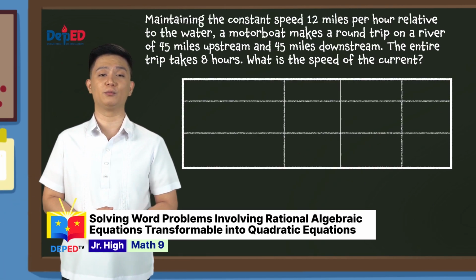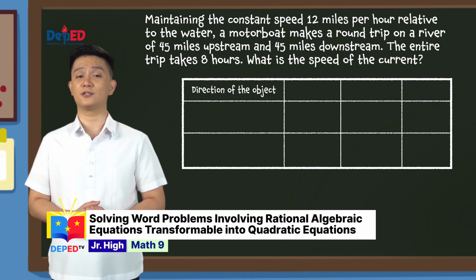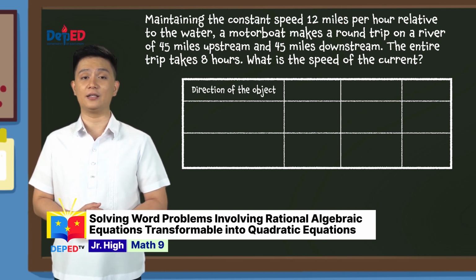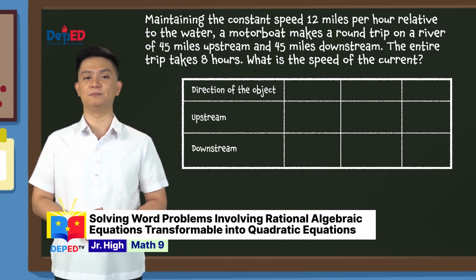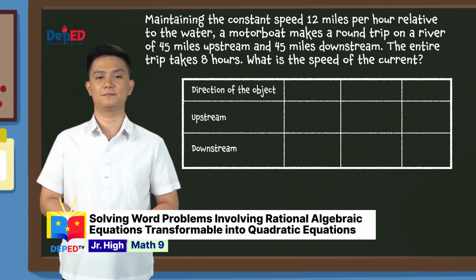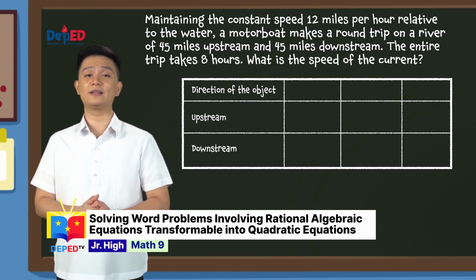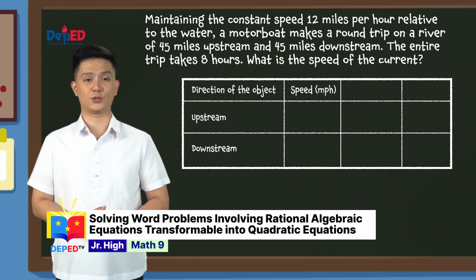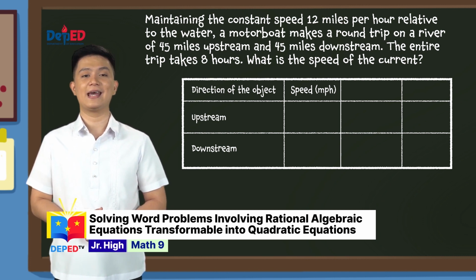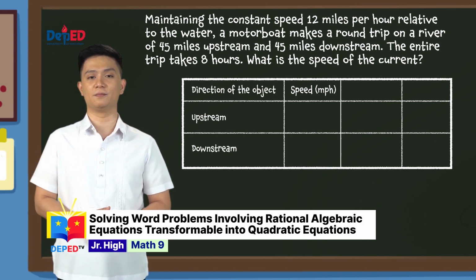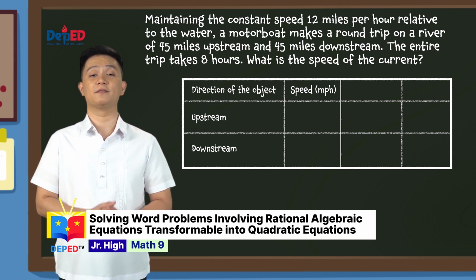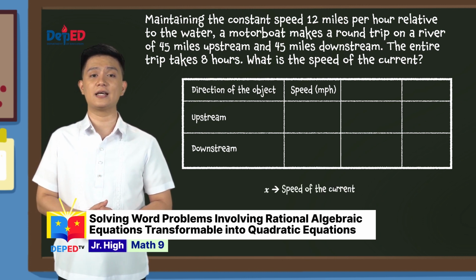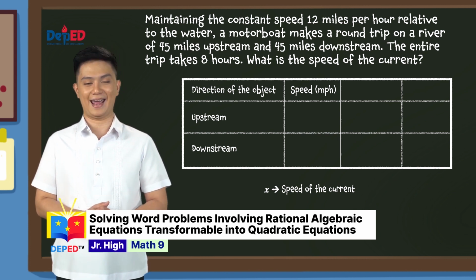Just like what we did in problem number 1, we will first identify the two directions or paths taken by the object. And these are, of course, upstream and downstream. Then, we record in the table the speed of the object as it travels in each direction. We must express it in terms of the speed of the current and the speed of this object in still water. The speed here is expressed in mph or miles per hour. This time, the speed of the current is the one unknown, and we let it be x.